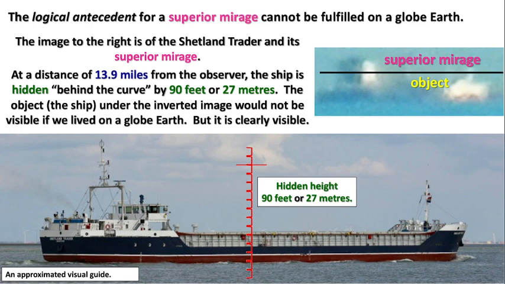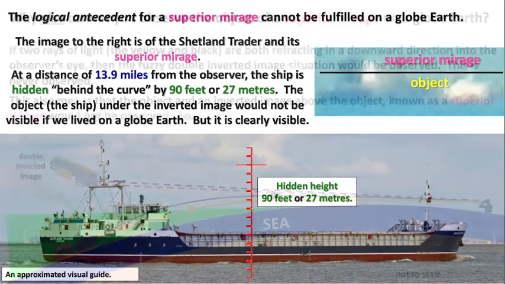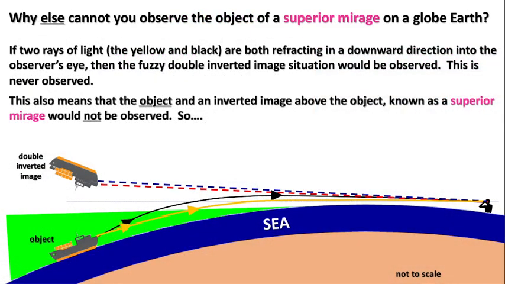The image to the right is of the Shetland trader and its superior mirage. At a distance of 13.9 miles from the observer, the ship is hidden behind the curve by 90 feet or 27 meters. The object, the ship, under the inverted image would not be visible if we lived on a globe Earth, but it is clearly visible. Why else can you not observe the object of a superior mirage on a globe Earth?